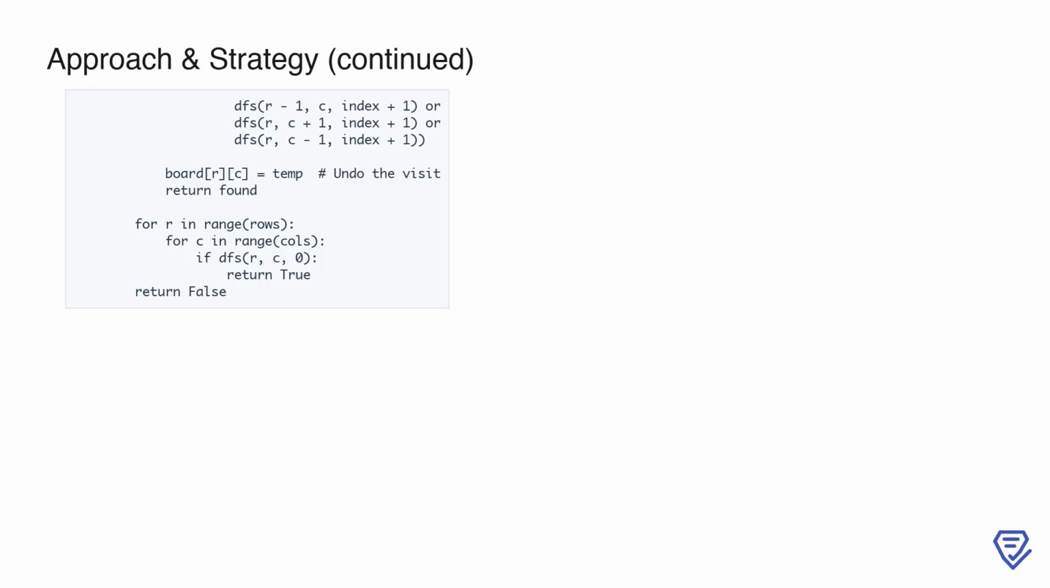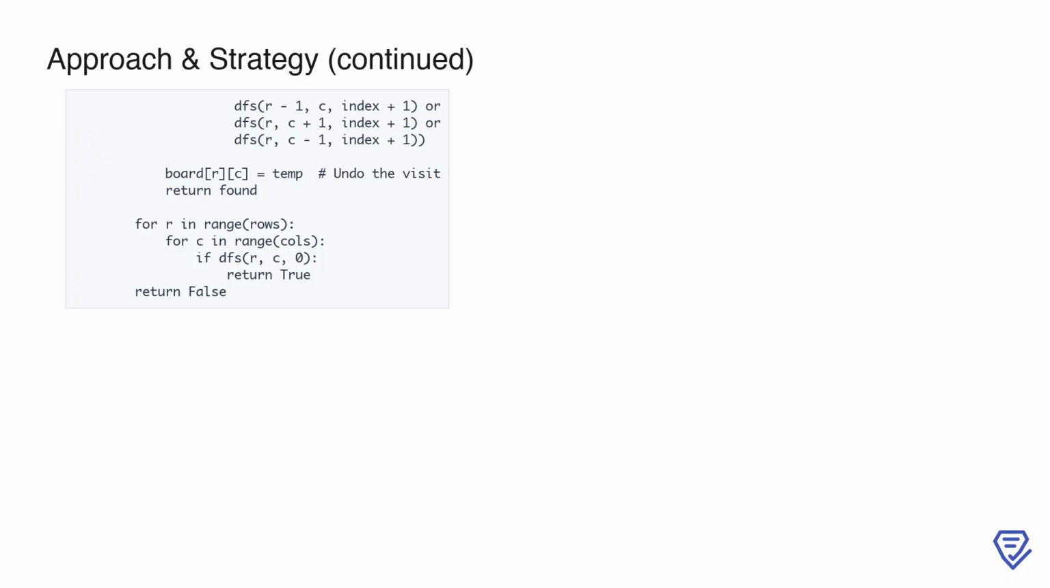The function takes the current row, column, and the index of the character in the word being searched. If the index equals the word's length, it means the word has been successfully found, and we return true. Otherwise, we check boundary conditions and whether the current cell matches the required character. If not, we return false.